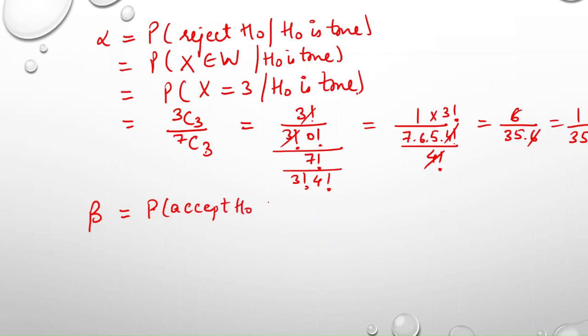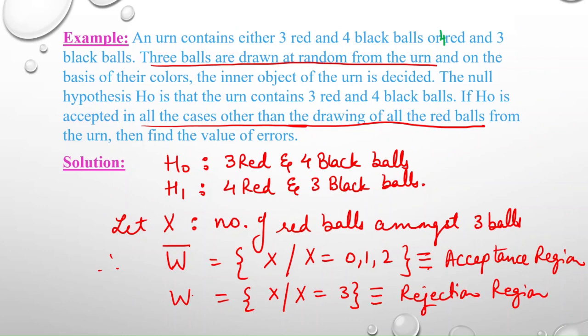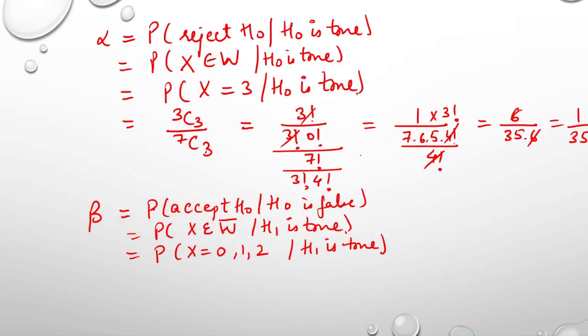H naught when H naught is false, that X belongs to W complement when H1 is true. So we could say that P of X would be 0, 1, 2 when H1 is true. H1 is true means that we are talking about 4 red and 3 black balls. So in this we are saying either there is 0 red, 1 red or 2 red.